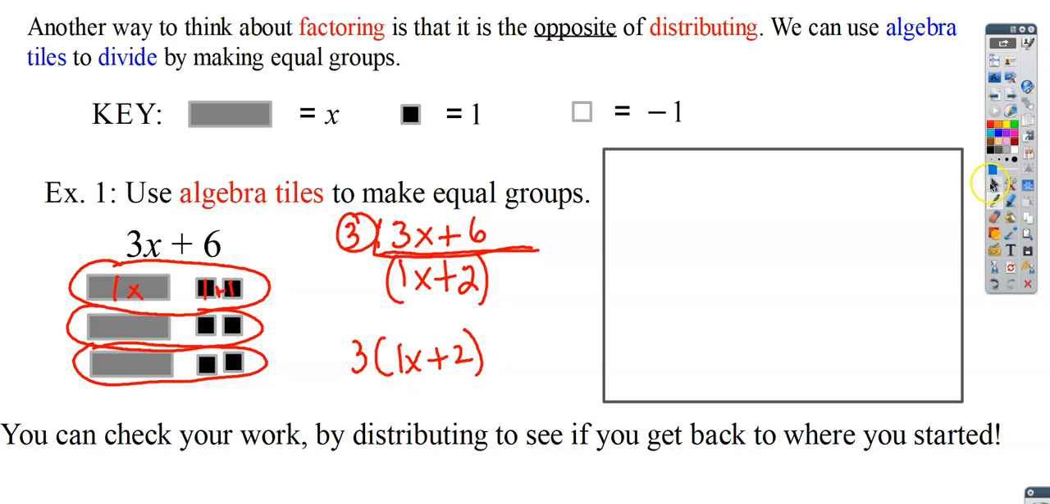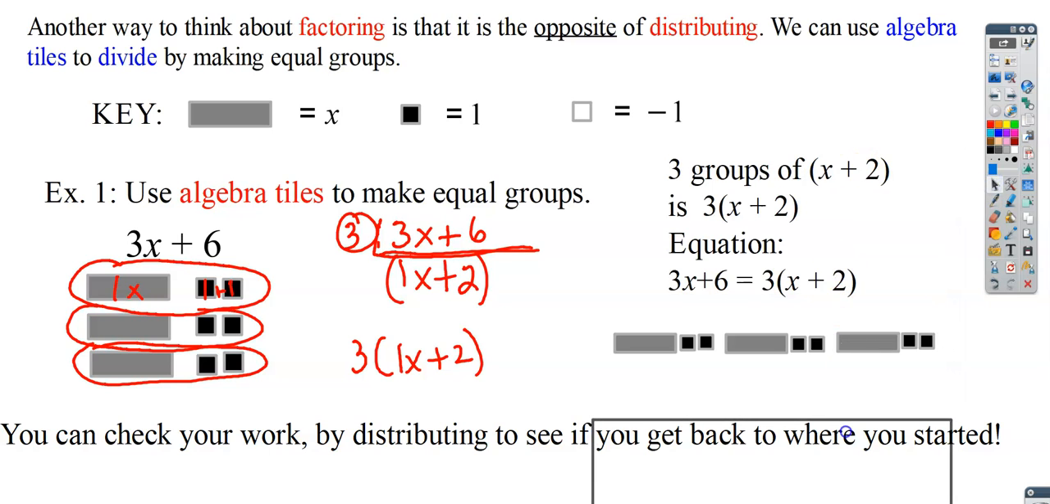So here is my expression, and this is what it looks like with my algebra tiles, because I made 3 groups of x plus 2. And then I could go ahead and distribute it to see if I get back where I started, and yes, 3 times x plus 3 times 2 is the same as 3x plus 6.